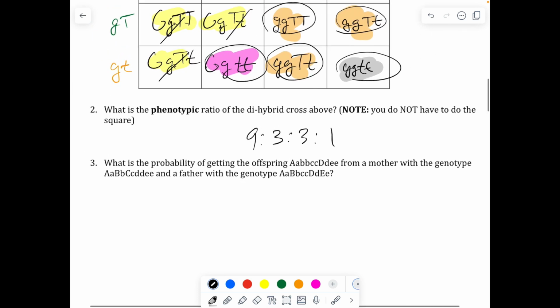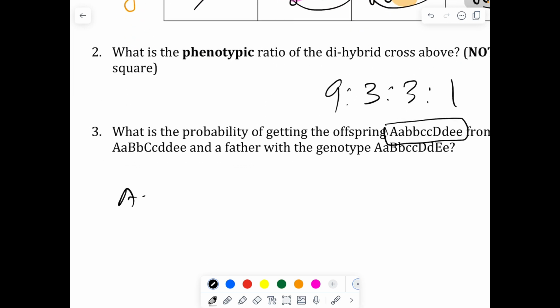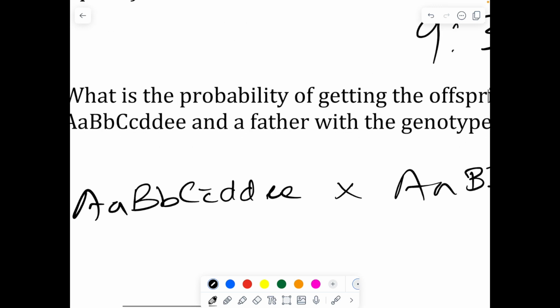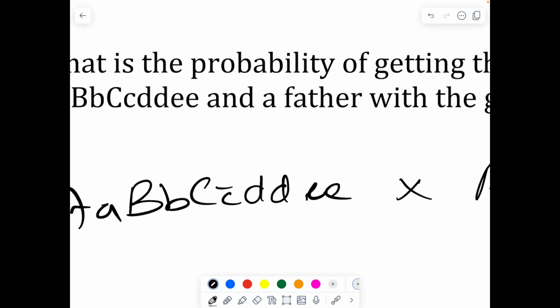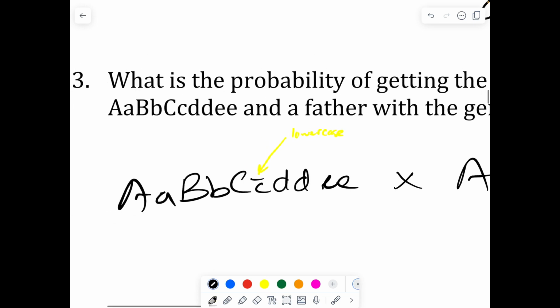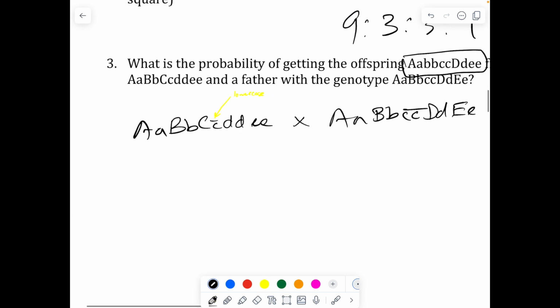Then we get a probability problem. It says, what is the probability of getting the offspring? So this is what we're looking for, from a mother with the genotype. So what it's saying is you're crossing a parent that looks like this with another parent that looks like this. When you write letters that look the same lowercase and uppercase, you put a little line over the top. That shows you that that's lowercase. It's just a good way to notate so you don't make mistakes. We don't want to make mistakes.